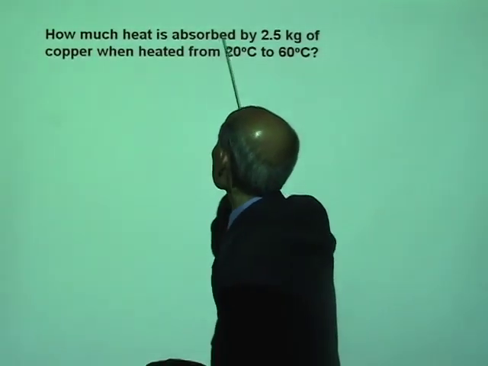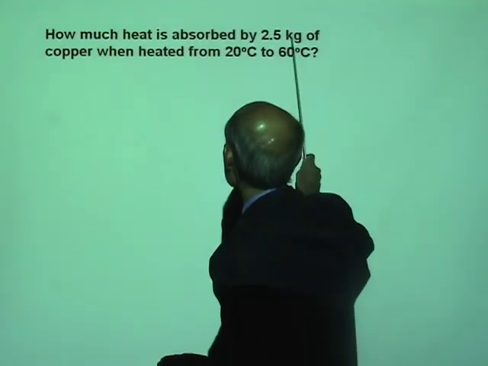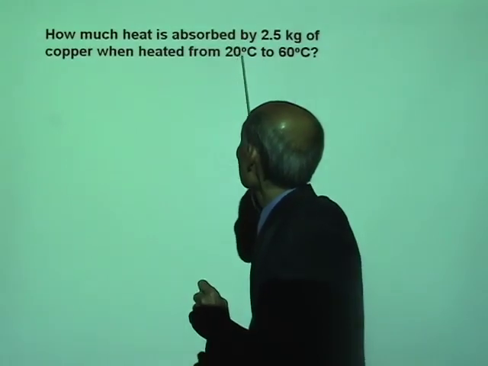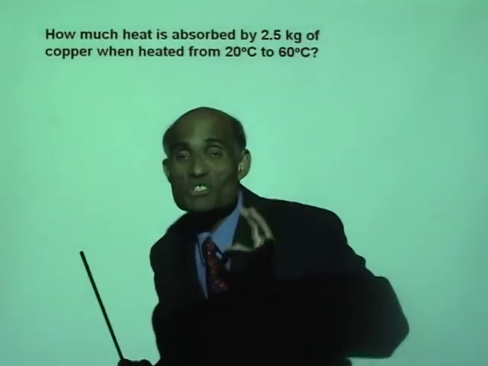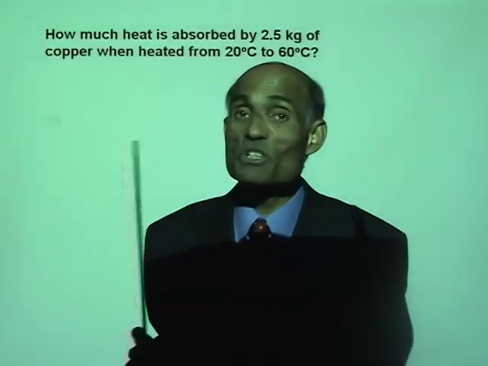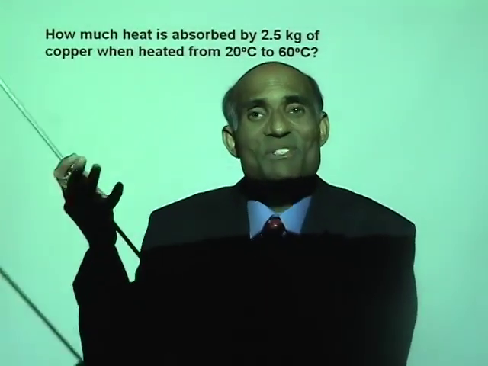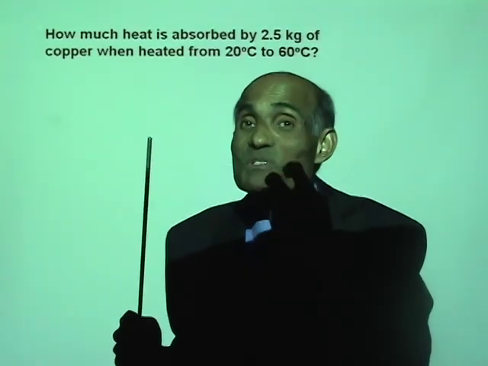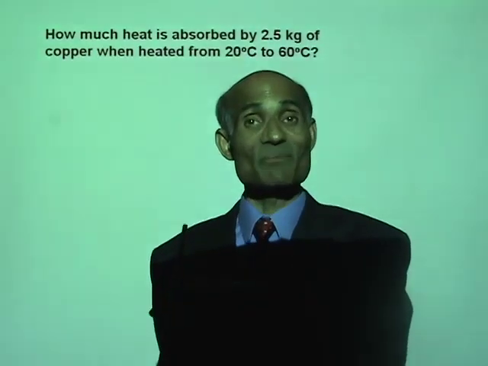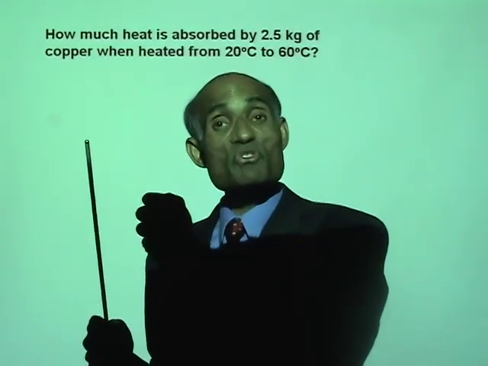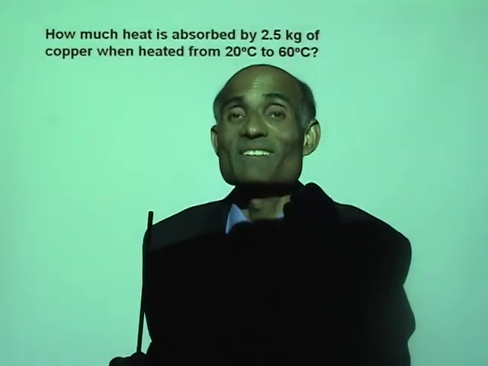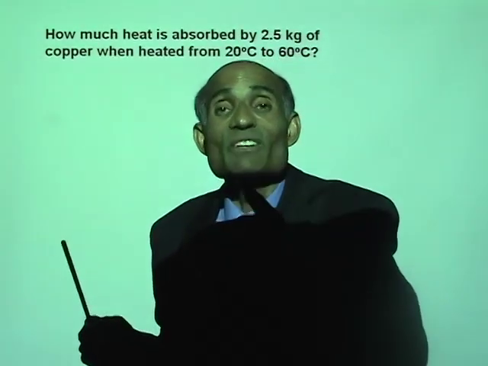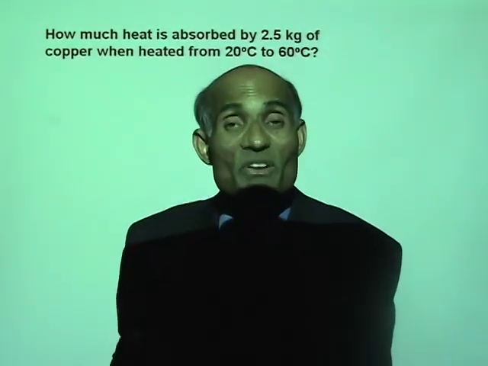How much heat is absorbed by 2.5 kilograms of copper when heated from 20 degrees Celsius to 60 degrees Celsius? Now the first thing you notice here is that there is a change in temperature. So the quantity we use here is the specific heat, not the latent heat. When there is a temperature change, we use the specific heat. When there is no temperature change, we use the latent heat.